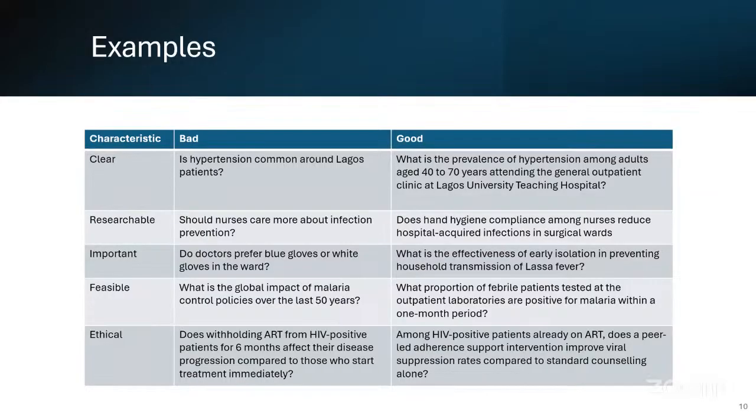All right. So that's a better way of asking that question rather than just saying, should nurses care more about infection prevention? Apart from not being clear enough, it's also not exactly researchable. Now, the next one is important. So your question must be an important question.